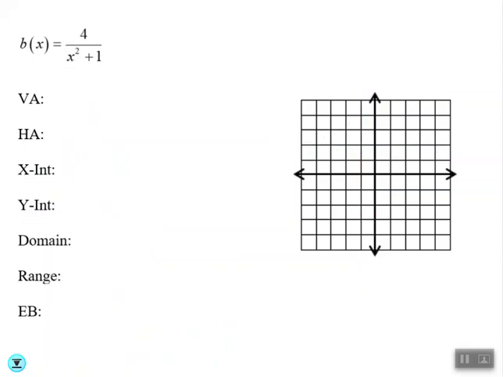Next we have b of x equals 4 over x squared plus 1. When we try to find our vertical asymptote, we need to set the denominator equal to 0. So if we have x squared plus 1 equals 0, and you try to solve that, you get x squared equals -1, so x is the square root of -1, which is i, which we don't have a vertical asymptote.